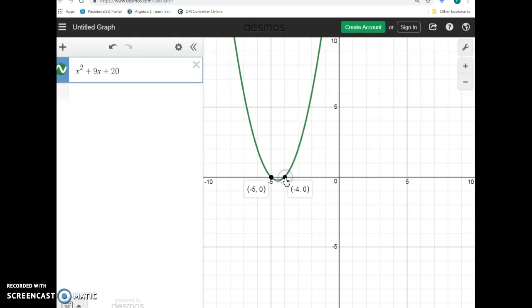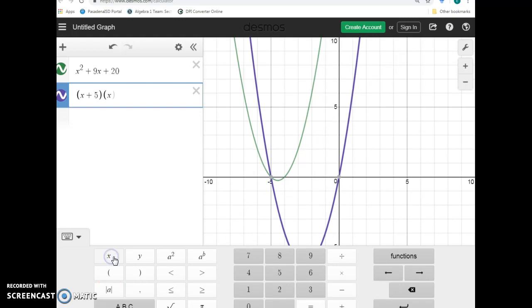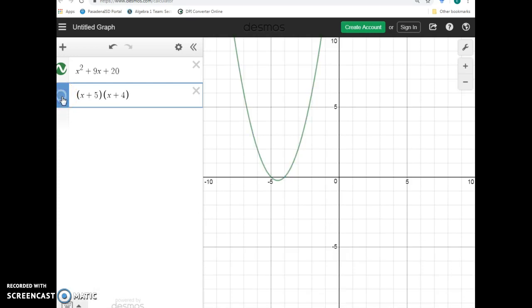Look at the factors. Look at the solutions. The solutions are negative 5 and negative 4. And my factors were positive 5 and positive 4. So right here, x plus 5, parentheses x plus 4. It's the same thing. If I turn off my purple graph, you'll see the green. See, they're the same. And again, if my solutions are both negative, then my factors are both going to be positive. You just change the signs. All right?